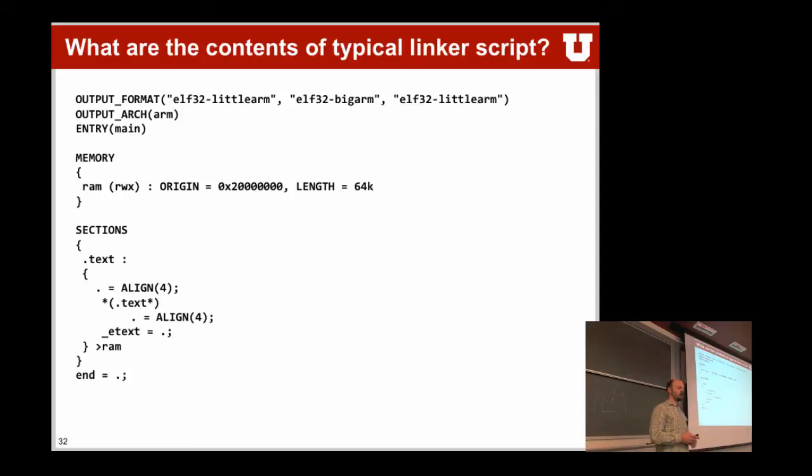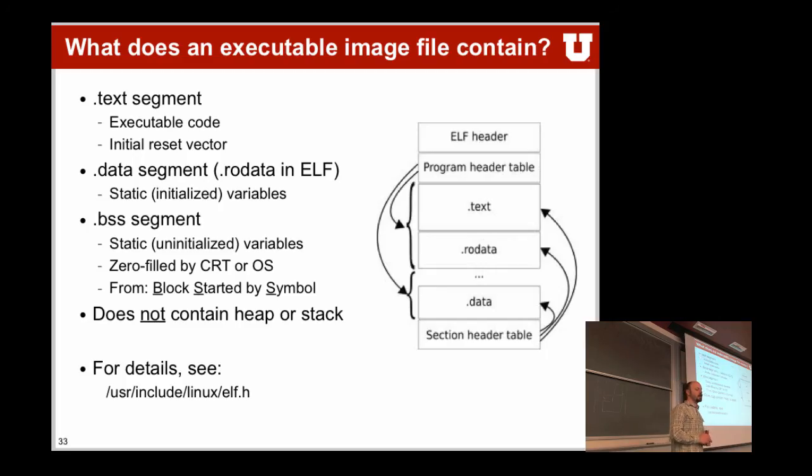So what does then an executable image contain? This is the image that you get out from a linker script. Well, it certainly still has the .text section. This is the executable code and has also the initial reset vector in it. You then often have a .data segment or a RO data section. RO data is usually only read-only data, while the .data section sometimes can be writable.